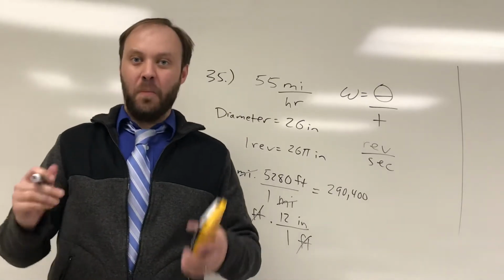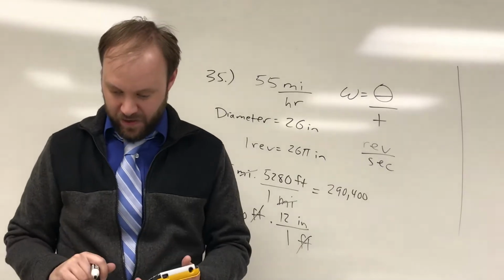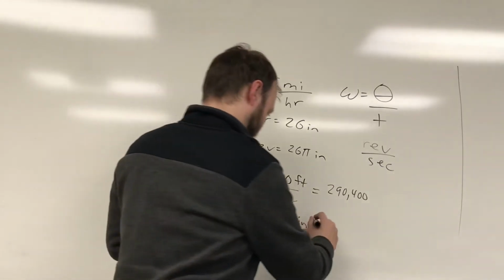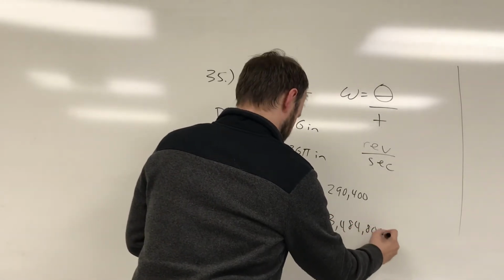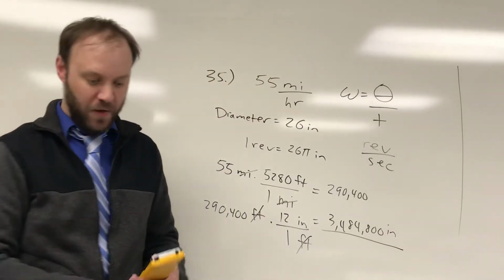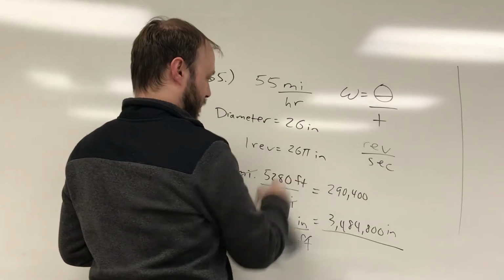And it tells me I multiply by 12. And again, I know a lot of you probably knew that anyway, okay? And so what we end up getting there is 3,484,800 inches in 55 miles. Okay? Now, every spin of the tire is 26 pi inches.